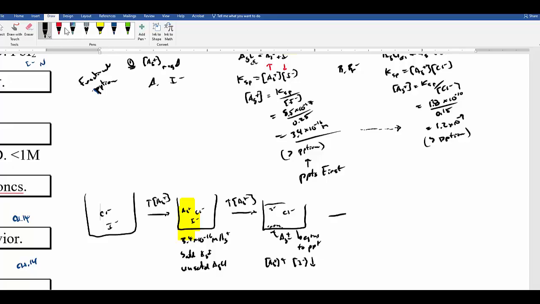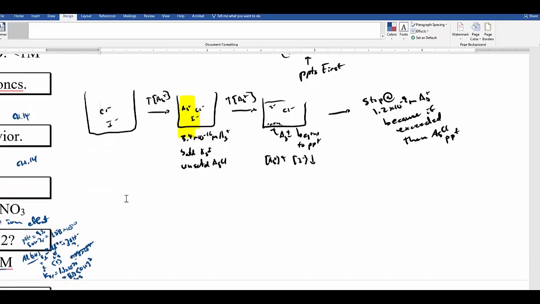And then we need a stopping point. We need to stop at 1.2 times 10 to the minus 9 molar silver ion concentration, because if we exceed this, then silver chloride precipitates. And so what we have is two precipitates. We don't want two precipitates. We just want one precipitate.